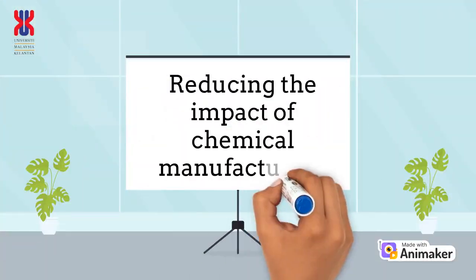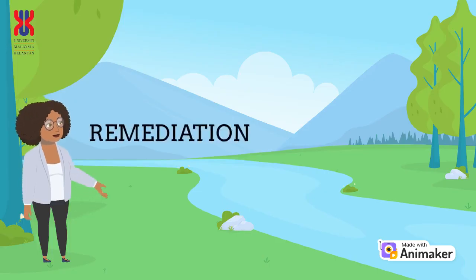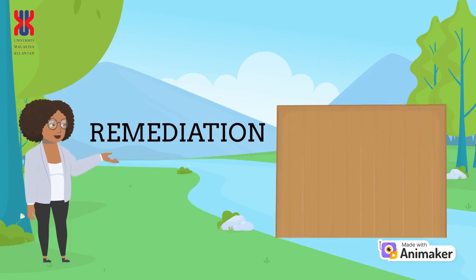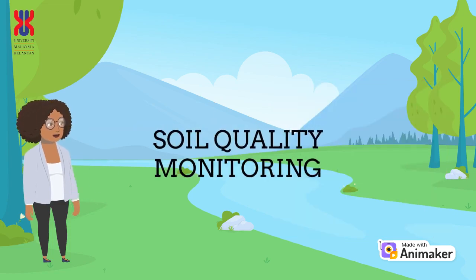Reducing the impact of chemical manufacturing on soil contamination requires a range of strategies. Remediation may be necessary to reduce the impacts of contamination on the environment. Remediation strategies include excavation and removal of contaminated soil, in situ treatment using chemical methods, and phytoremediation.